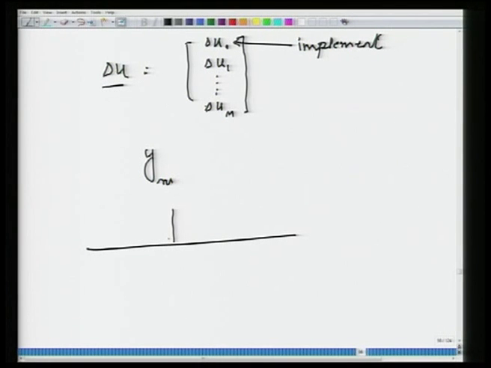So, I am here, I do my optimization, calculate what the future set of moves should be. Of that future set, the current one gets implemented, and then at the next time instant when I get here, I repeat the whole process all over again.